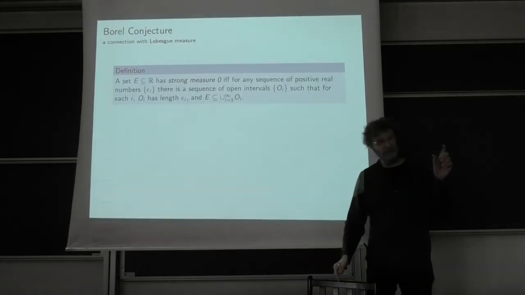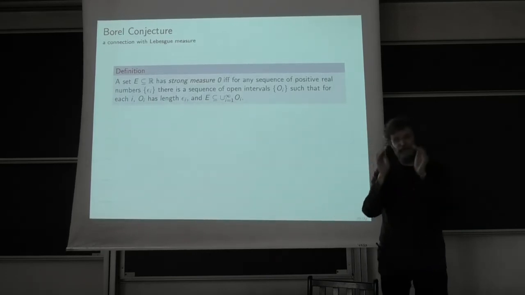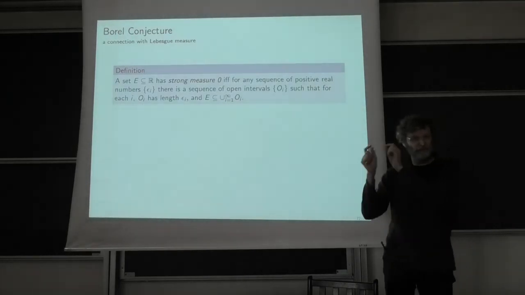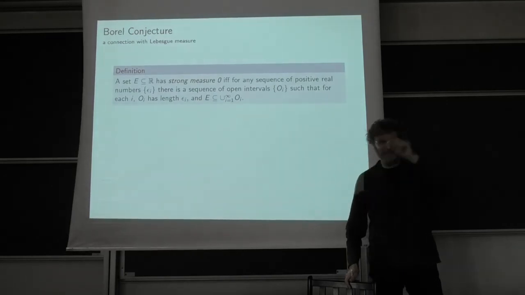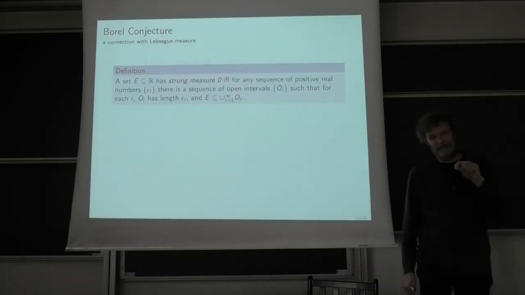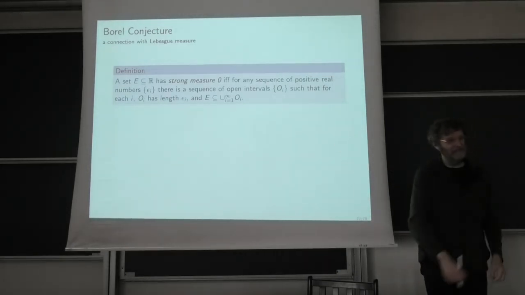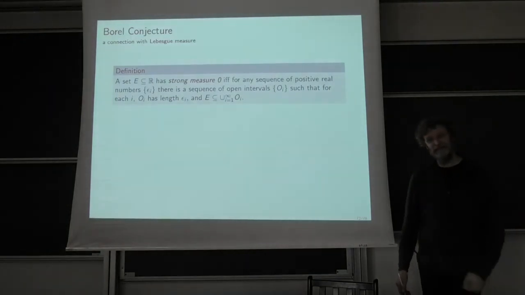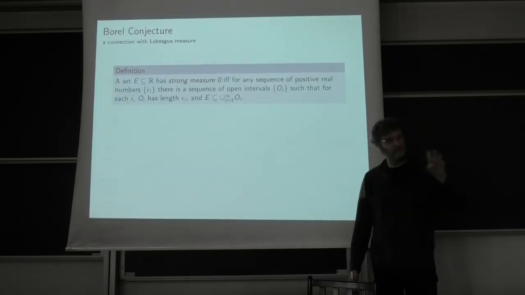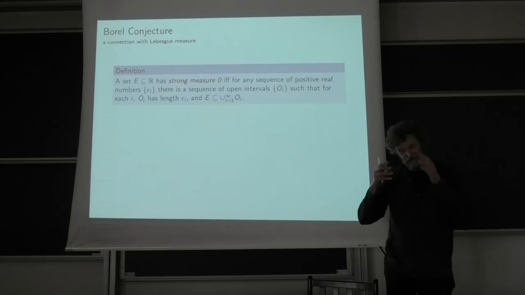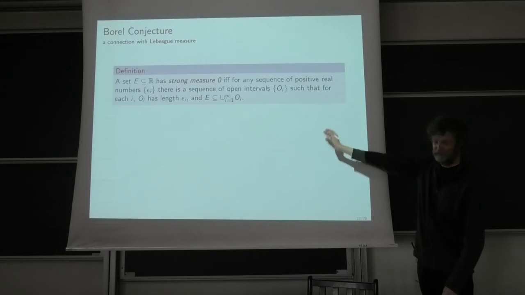So strong measure 0 means for any way that you specify the size of the components of an open cover, the first interval has to have size 1/2 to the 1,000, and the next interval has to have size Ackermann's function of that, and so on. It goes to 0 as fast as you can imagine. So for any sequence that's shrinking, no matter how fast, you can find intervals of those sizes, and they cover the set. Okay, so that's a set of strong measure 0.